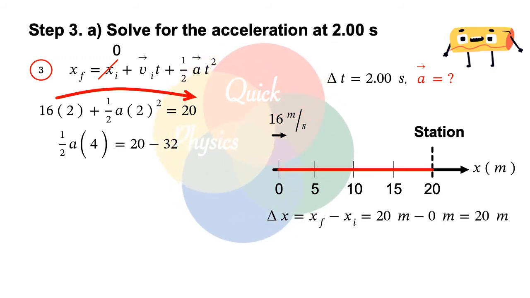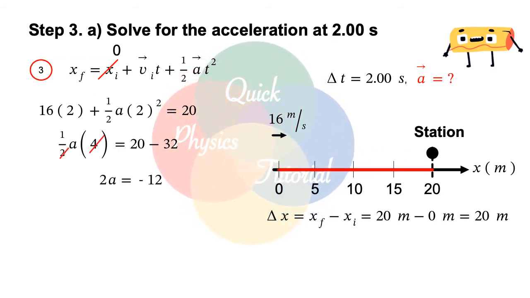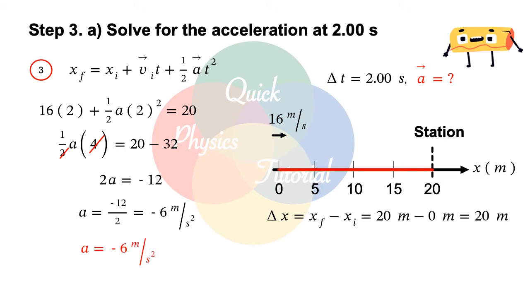minus 32. Simplifying the equation, we write 2A equal to negative 12. Dividing 12 by 2, we get acceleration A equal to negative 6 meters per square second. So, the acceleration of the train at 2 seconds time is negative 6 meters per square second.